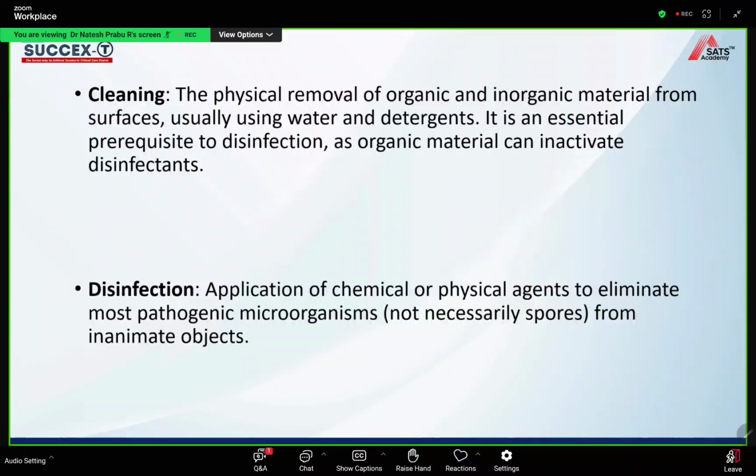Coming on to cleaning, it's the physical removal of organic and inorganic material from surfaces, usually using water and detergents. It's an essential prerequisite to disinfection, as organic material can inactivate disinfectants. So that's cleaning. Next is disinfection. It's the application of chemical or physical agents to eliminate most pathogenic microorganisms, and not necessarily spores, from inanimate objects. So that's cleaning and disinfection.